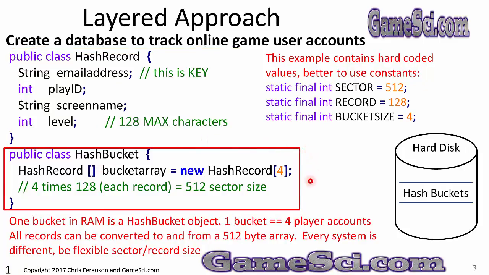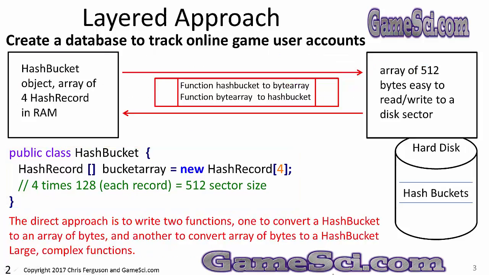Public class hash bucket. Notice the red box around the hash bucket. One bucket in RAM is a hash bucket object. One bucket equals 4 player accounts. All records can be converted to and from a 512 byte array. Each system is different. Be flexible on the sector and record sizes. If you change your hard drives, the sector size could change. If you change your records, the record size changed. Always better to use constants, which are easy to change, than to use hard-coded values like this 4 here.